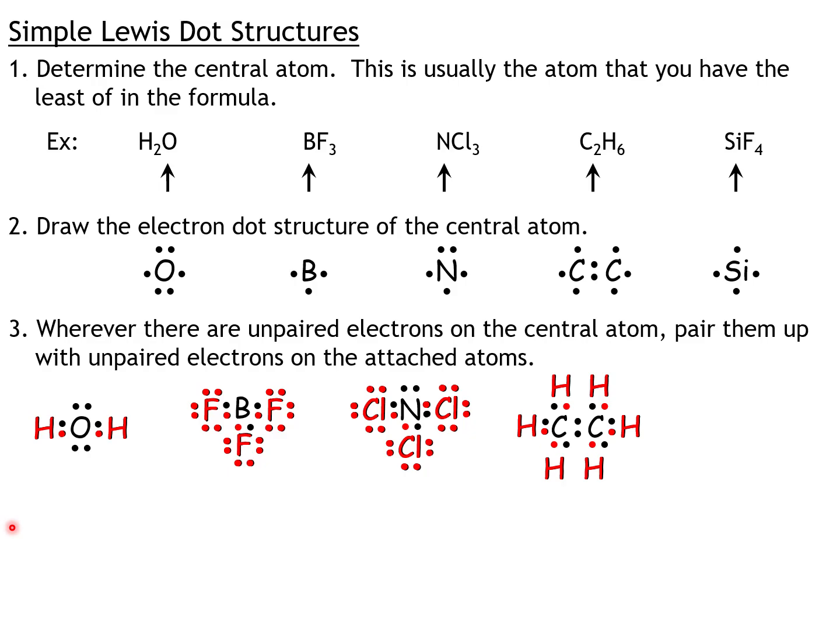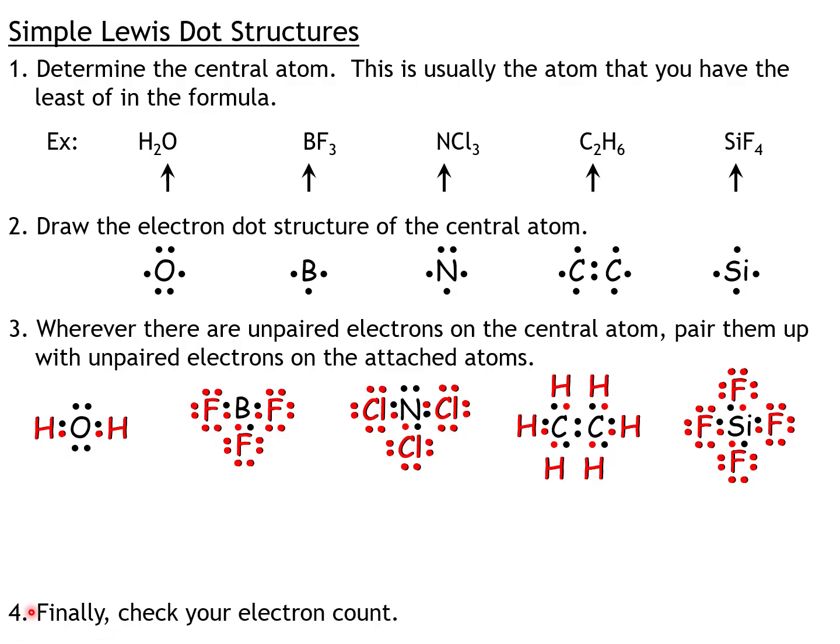I've got them color-coded just to make it a little bit easier to see what's going on. As you can see, this is why I don't like the dots for the shared pairs, because this is visually very, very noisy. It's hard to see what's going on. So the last step is to make sure that the number of valence electrons you are supposed to have is equal to the number of valence electrons you actually have. So we go through and count 2, 4, 6, 8. That's how many that water molecule has. We do the math, and yes, we're supposed to have 8.